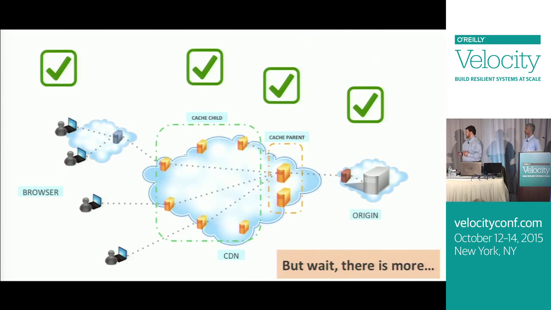So at this point now we've got the browser, the cache parent, the cache child, and Varnish. We've got caching all the way from the browser to the origin. There's still a lot more that we can do here, but at this point I just wanted to stop for questions. Does anybody have any questions?